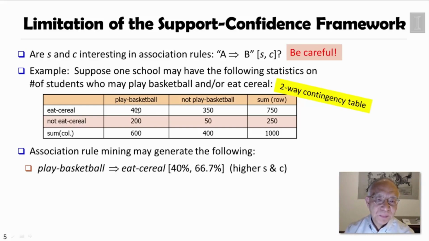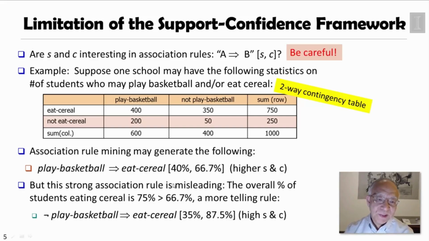You will get 40% support because it's 400 over 1,000. You will get 2/3 confidence because you get 400 over 600. So this is pretty high support and confidence. Is this rule interesting? We may try another rule we generated. If we say not playing basketball implies eating cereal, you will see not playing basketball is 35%, but the confidence is even higher because 350 eat cereal out of 400 people. So this one is even higher.